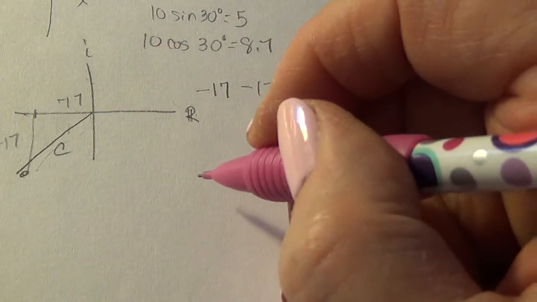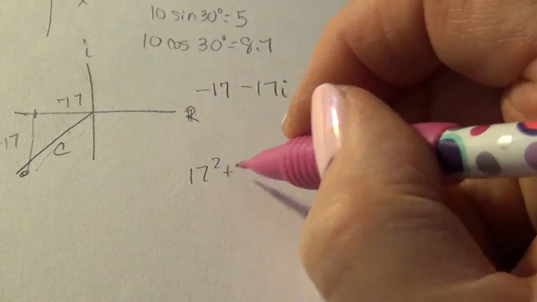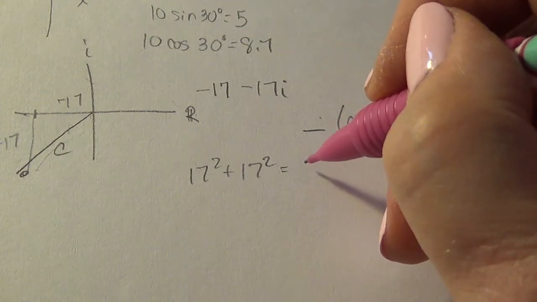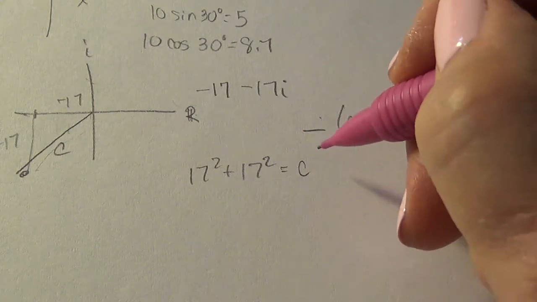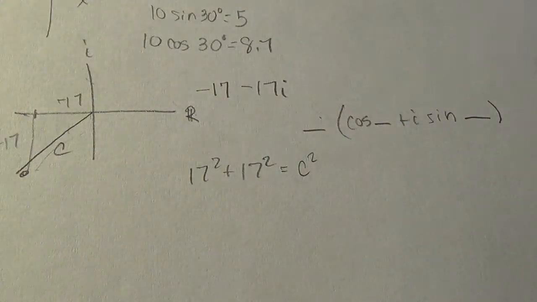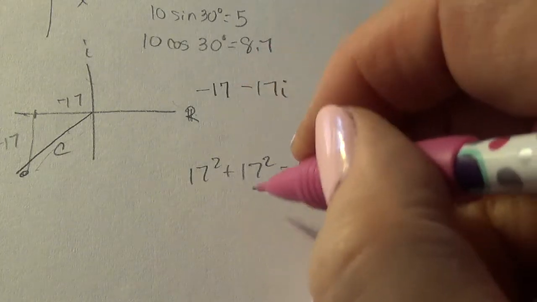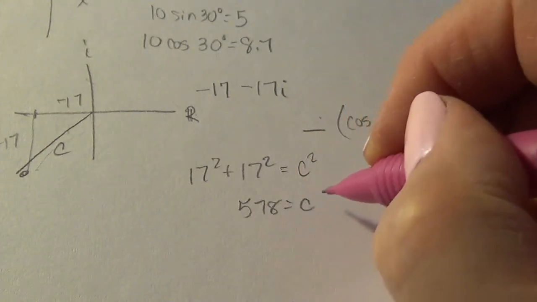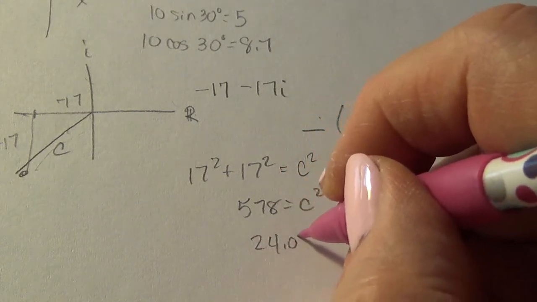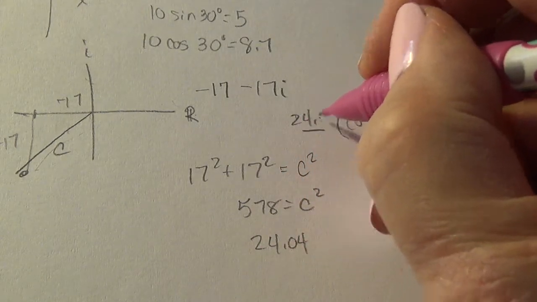So we'll do a Pythagorean. 17 squared plus 17 squared. I dropped the negative signs for convenience because when you square a negative quantity, it is positive. So let me get that on the calculator. 17 squared plus 17 squared is 578. And I'll probably just take the square root of that, and it is 24.04. So that number goes here.